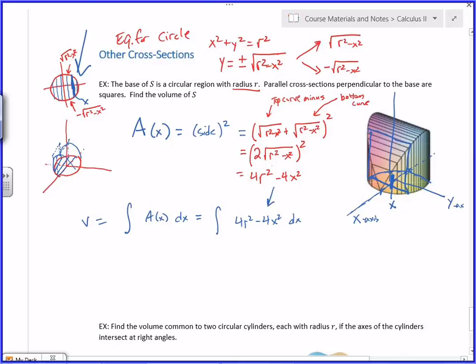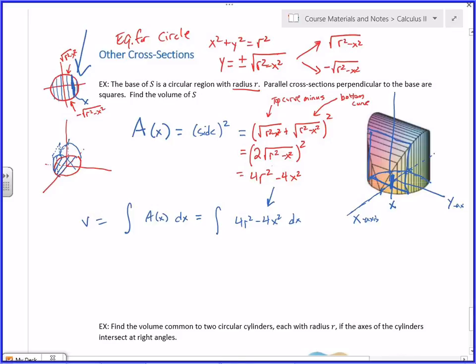Remember, r squared is a constant. It's whatever the radius of the base happens to be. It's not a variable. What is my range of all possible x's? So as I move along this x-axis here, I'll draw it. I'll point it up here on the screen. This x-axis here, I go from here all the way out to here, from here to here, right?